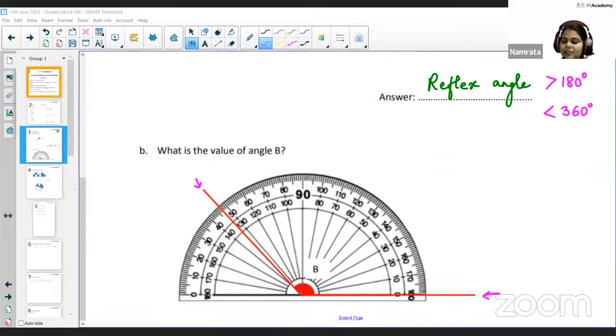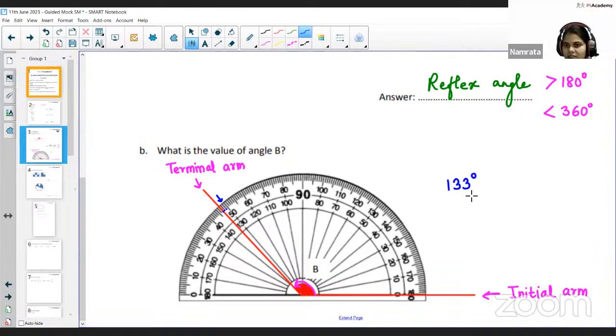Great. Let's start discussing. If we carefully observe, this one is the initial arm, right? So we'll consider this as the base, and this one is the terminal arm. If we carefully observe, the angle that has been taken is how much? This is 130 degrees. This one would be 1, 2, and 3. So that makes it 133 degrees. Very good, all of you. I hope that's clear. Please give a thumbs up.